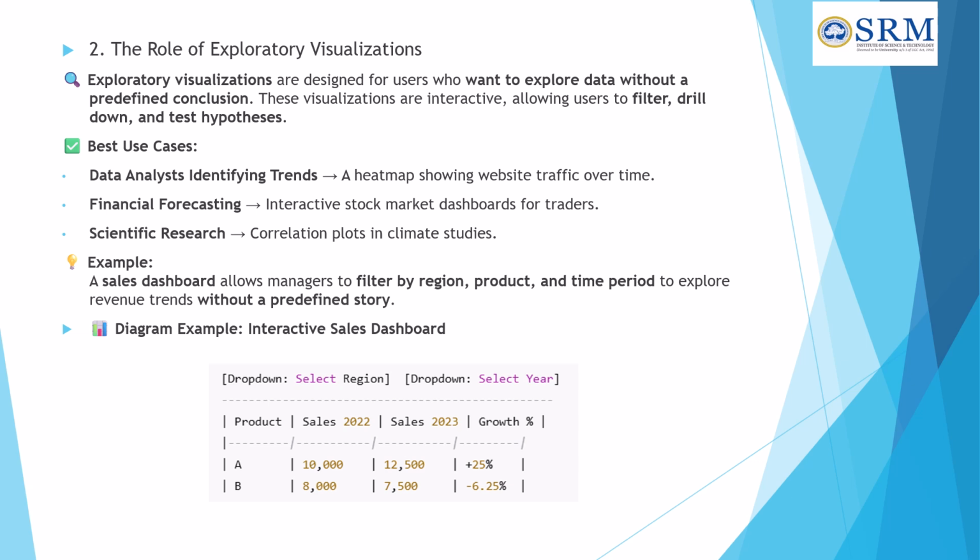For example, a sales dashboard lets managers choose a region and year to see how different products performed over time. This helps them spot growth or declines without being told what to look for. Below is a simple diagram of what an interactive sales dashboard might look like.